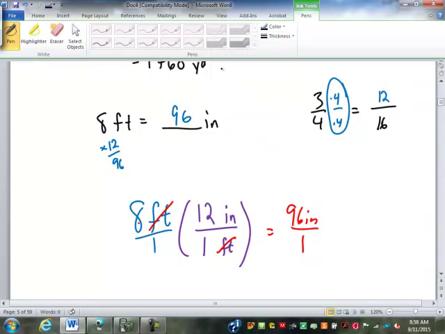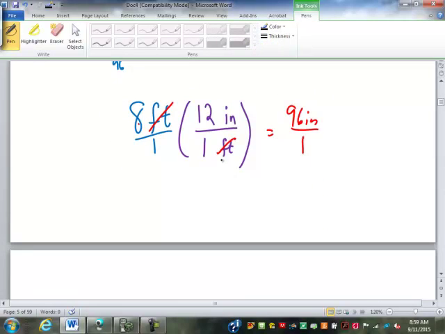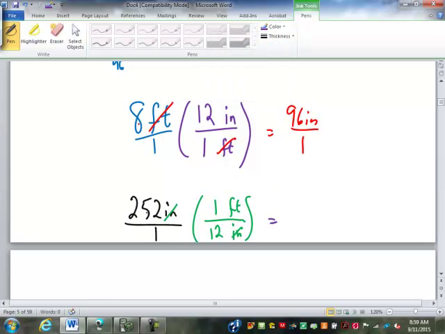If I were going the other direction, if I had like 252 inches and I wanted to go into feet, I'd put that over 1. Now my inches go on bottom because they have to cross cancel. My feet on top. 1 foot is 12 inches. So now I would multiply. 252 times 1 is 252. That's just 1 foot, so it's 252 feet. 1 times 12 is 12, and I divide that out to get 21 feet.